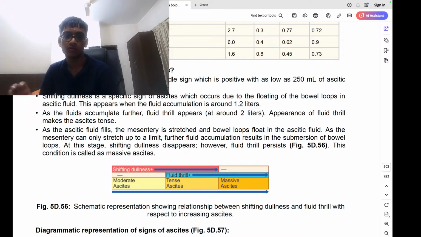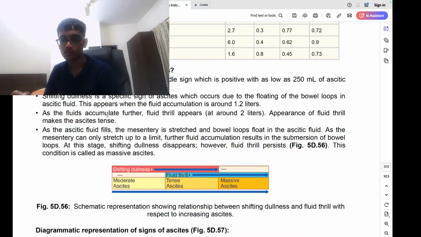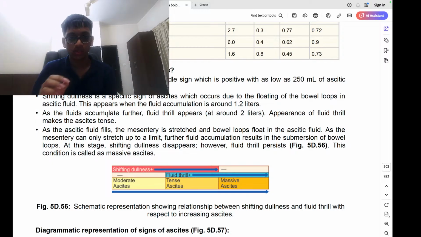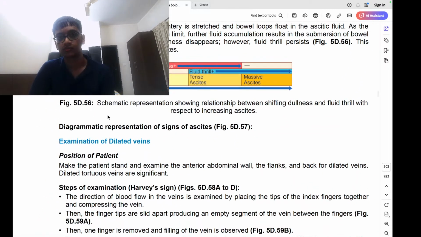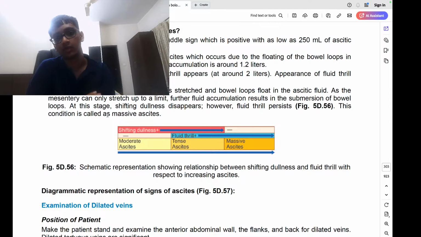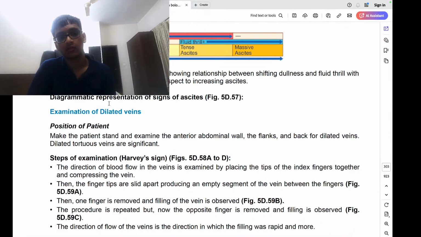In ascites, as fluid fills, the mesentery is stretched and bowel loops float in the ascitic fluid. As the mesentery can only stretch up to a limit, further fluid accumulation results in submersion of bowel loops. At this stage, shifting dullness disappears, however, fluid thrill will be there. This is termed massive ascites. And this schematic is very, very important. Okay. And that is all for ascites.